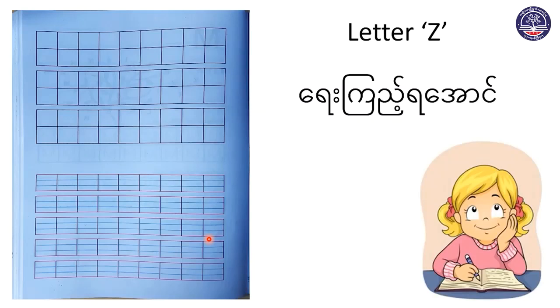Now let's turn to the next page. Do you see this in your textbook? Great. What you are going to do is you will have to write letter Z in these boxes, and here you will have to write letter Z on the lines. Can you do that? Great.